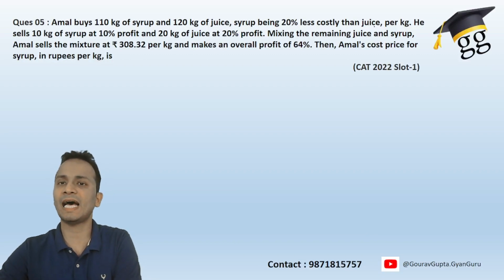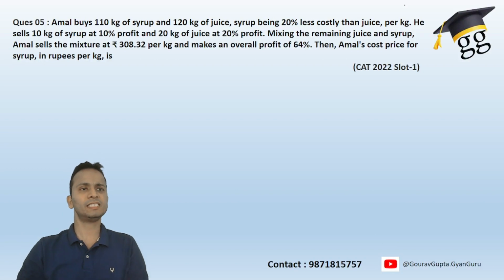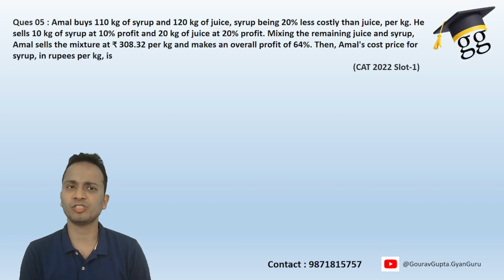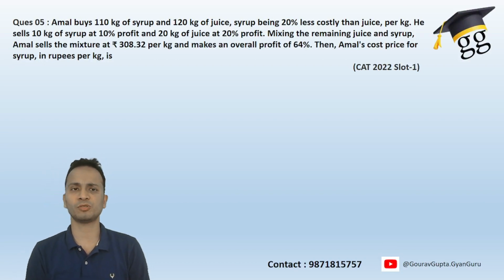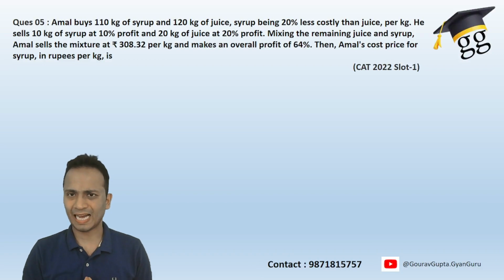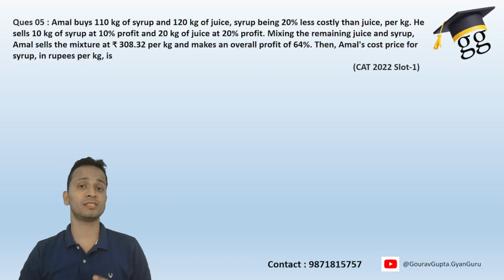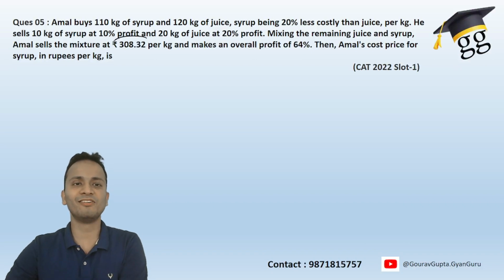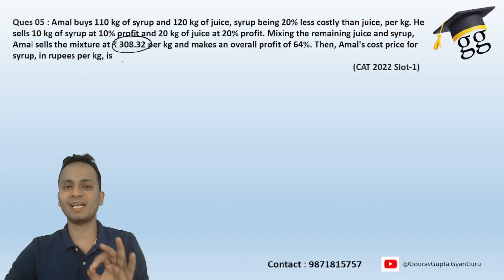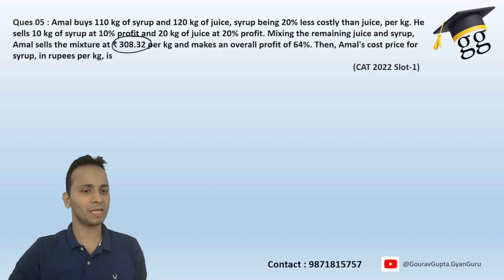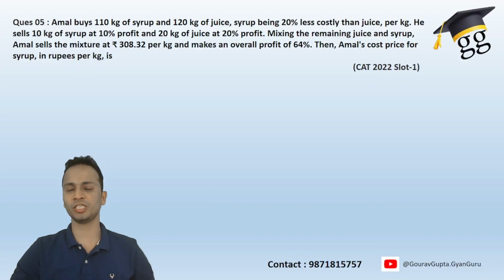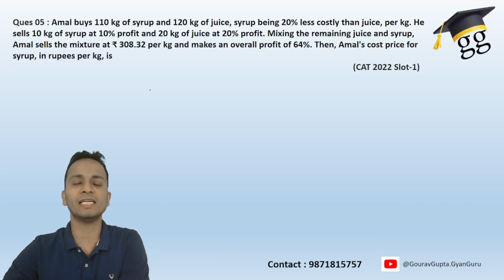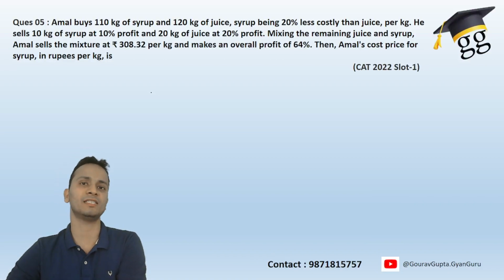less costly than juice per kg. Now, he sells 10 kg of syrup at 10% profit, 20 kg of juice at 20% profit. I would say this question is lengthy, the solution will be very lengthy. If I were at your end, just by looking at values like this, I would leave this question. But we are here to discuss the solution, so let's have a look at it.